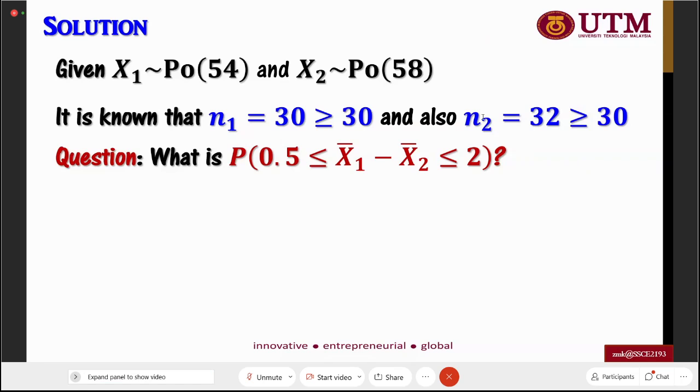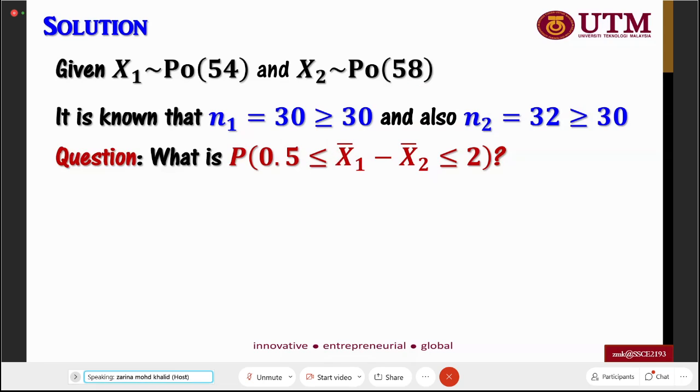Normal, with what mean for x bar 1? 54. The variance? 54 also, 54 over 30. That's great, Afiq. Thank you.